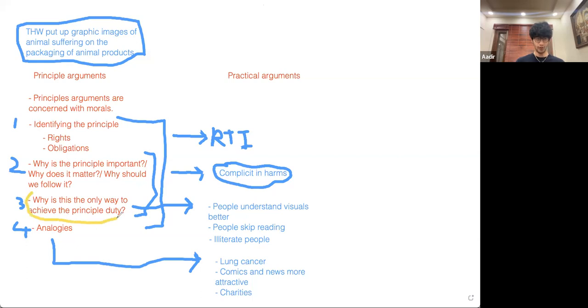People will go on and on about your right to privacy, your right to information, your right to speech, and this and that. But they won't tell you often in debates why this particular policy is the only way to achieve that principal duty. And when you're rebutting a principle, you can, well, we will get to that in a second, but just while you take a screenshot, know this for rebuttal.